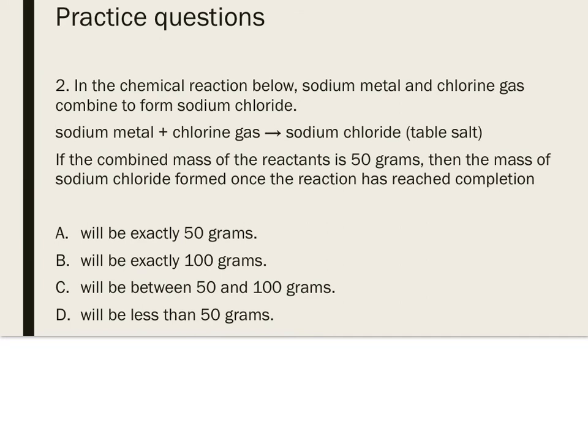Number 2, in the chemical reaction below, sodium metal plus chlorine gas combine to produce sodium chloride, which is actually table salt. If the combined mass of the reactants is 50 grams, so both of these together equal 50 grams, then the mass of the sodium chloride formed once the reaction has reached completion will be what? What is the mass of the table salt, the sodium chloride? Okay, pause this and see if you can think of it.